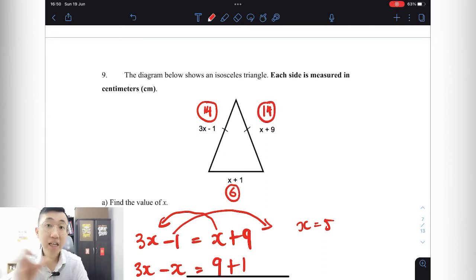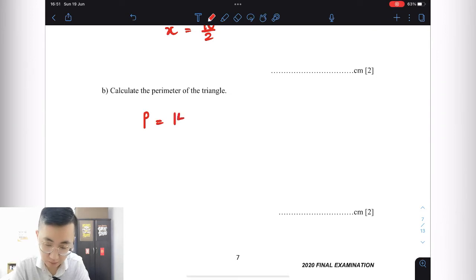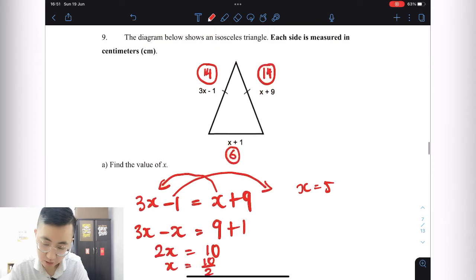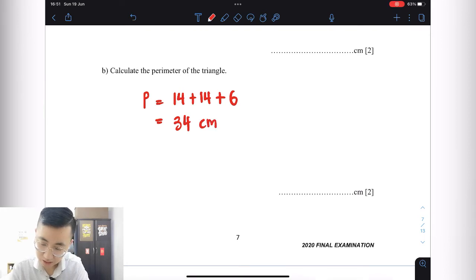Knowing the lengths already, now we're going to do the perimeter. Let us do the working. Perimeter equals 14 plus 14 plus the last value, 6. Write 6. Then from there you just need to solve this. 20 plus 14 will be 34 centimeters. So write your final answer, 34. That's how you do this question.